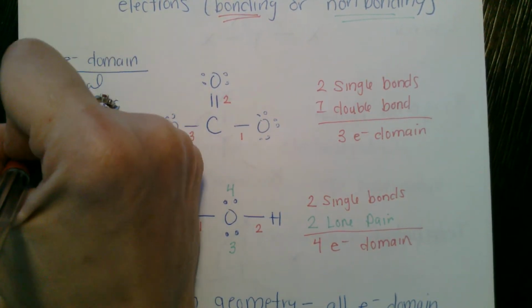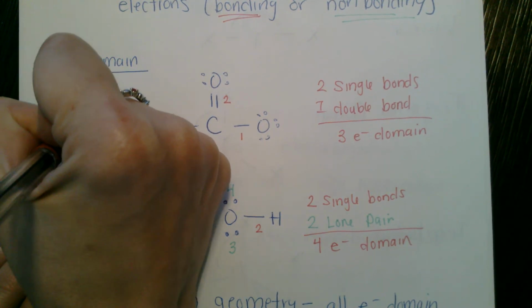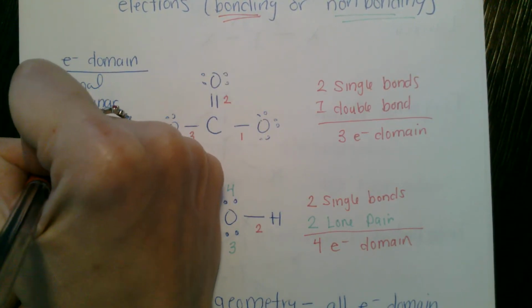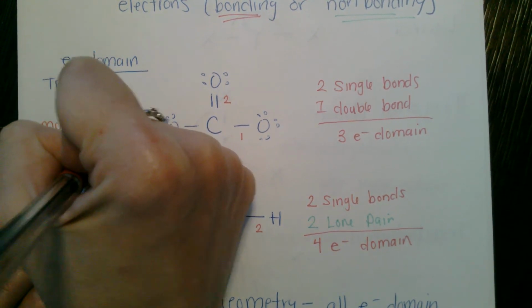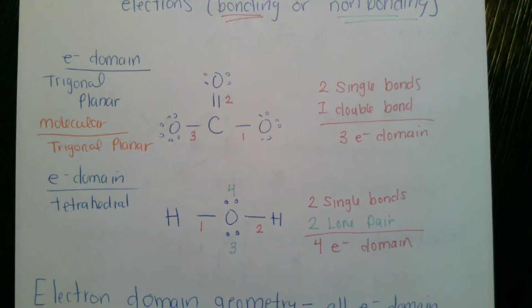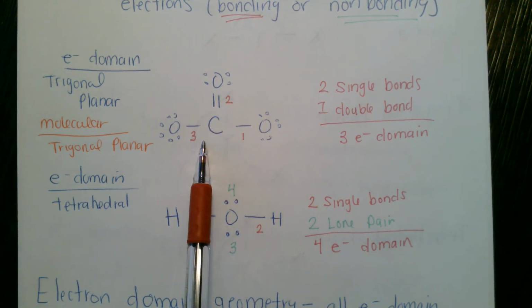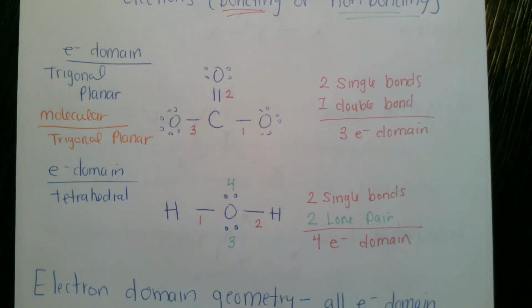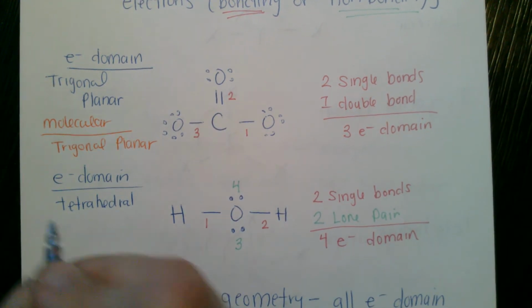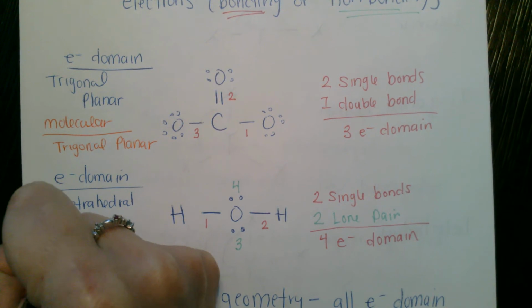So the molecular geometry is going to be the same as Trigonal Planar. Okay, so hopefully that makes sense because, again, there are no lone pair here. So these 2 geometries, the electron domain and the molecular, are going to be the same. That's not going to be the case here.